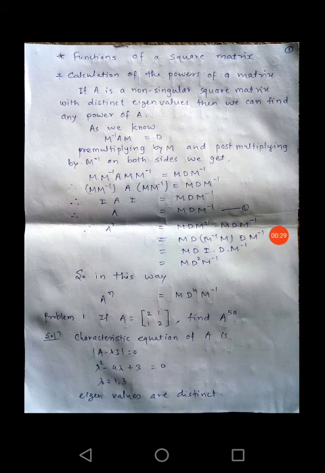Here we are going to see that if A is a non-singular square matrix, that means the determinant of A is not 0, with distinct eigenvalues, then we can find any power of A. So as we know, M inverse A M is equal to D, because A is similar to the diagonal matrix D.